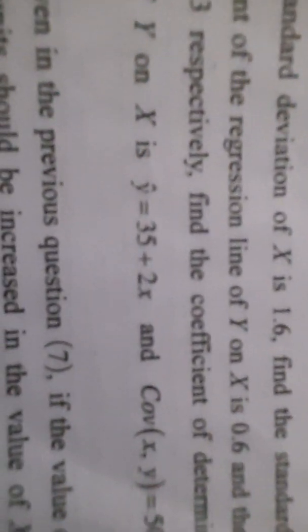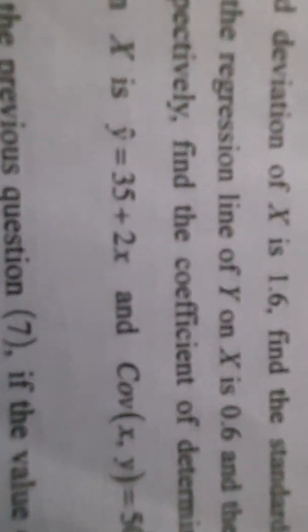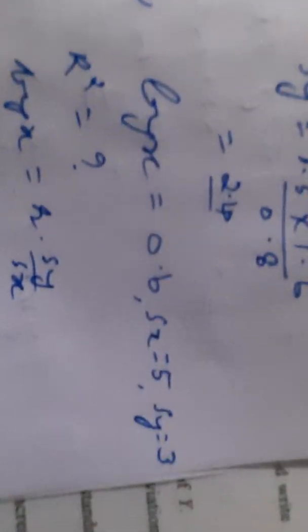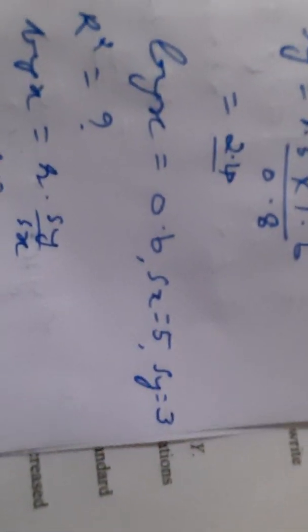Now question number 6 is, if the regression coefficient of the regression line of y on x is 0.6 and the standard deviations of x and y are 5 and 3 respectively, find the coefficient of determination. You know what is coefficient of determination? It is r squared. So r squared is asked here. So what is given? byx is given, sx is given, sy is given.